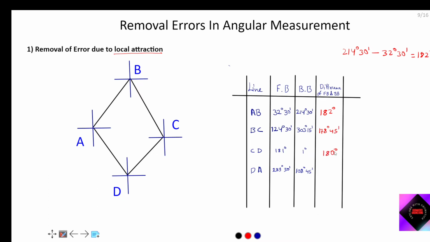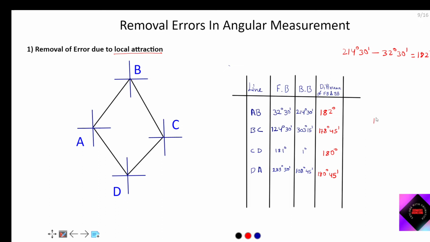180 degree, and next one is our 180 degree, 45 minutes. So do it by yourself and then write down. Pause the video and do it by yourself. So once we have calculated the difference, write down the steps.